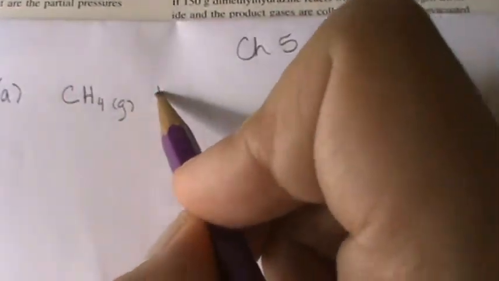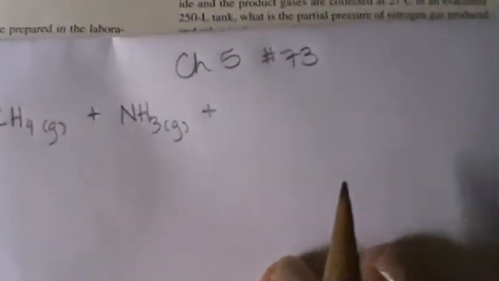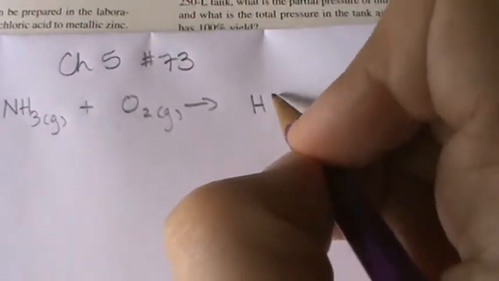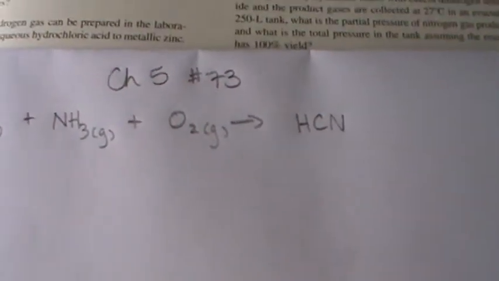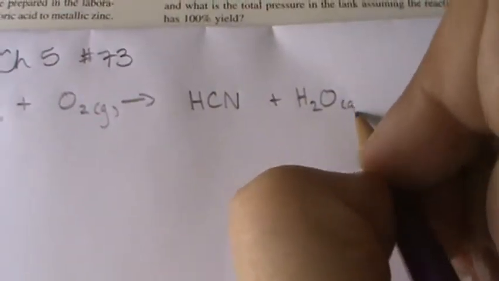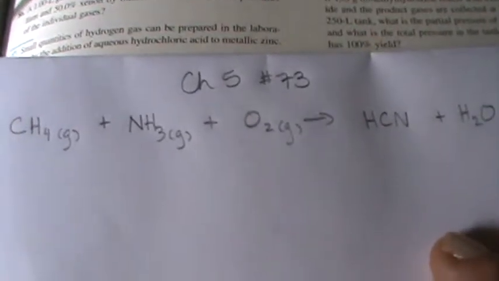So first of all, they tell us that we start with methane, CH4 gas, and ammonia, NH3 gas, and oxygen gas, and that with this we make hydrogen cyanide. So by that they mean the hydrocyanic acid, HCN. And gaseous water, H2O. Alright, now the tricky thing here is that we have to balance this.